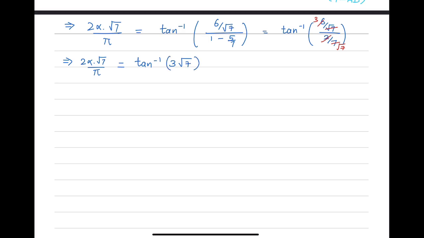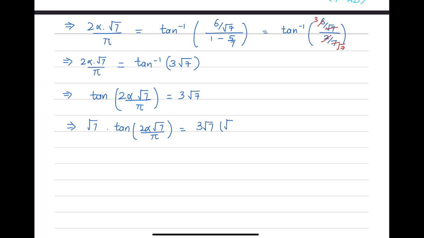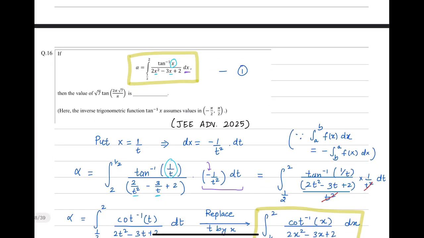Okay. So now, if this value is tan inverse of 3 root 7, so tan of 2 alpha root 7 over pi is nothing but 3 root 7, right? And if I multiply root 7 both sides, so root 7 times tan of 2 alpha root 7 over pi equals 3 root 7 into root 7, right? And that will just give me 21. And this was the required value. So the final answer for this question was 21.